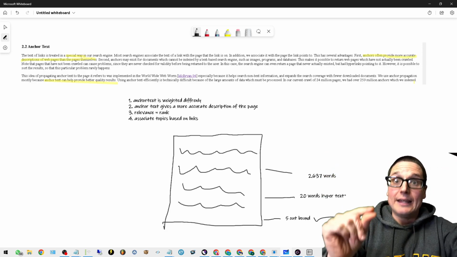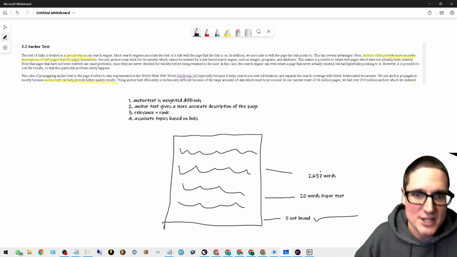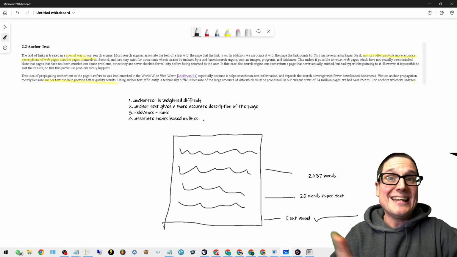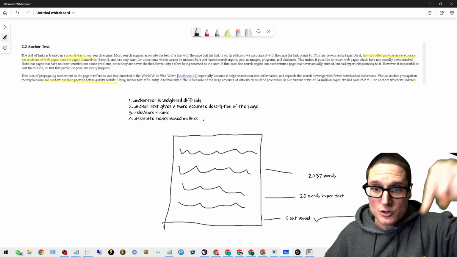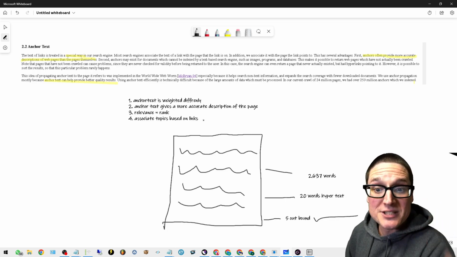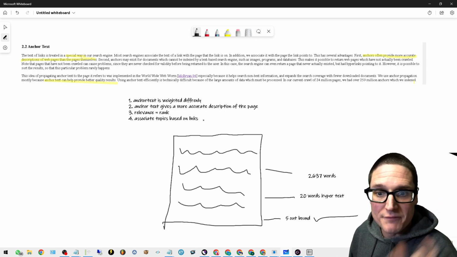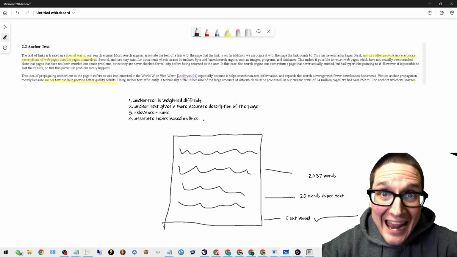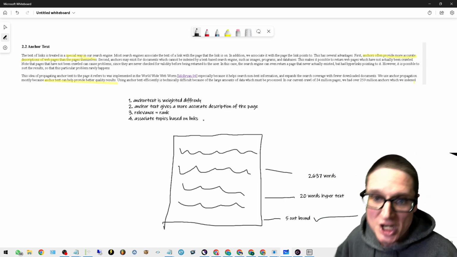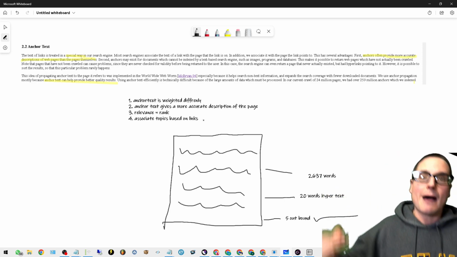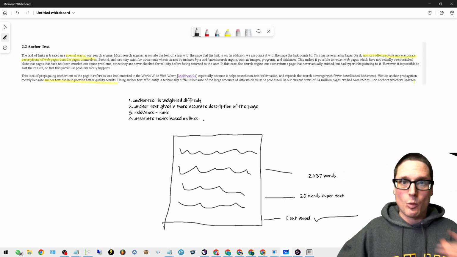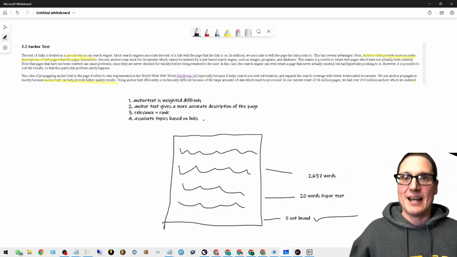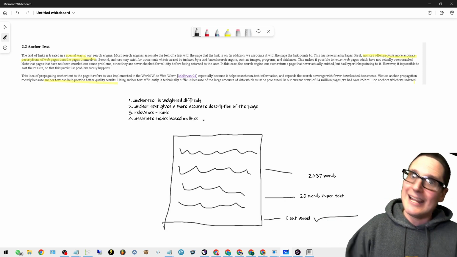I can link to my page. I can build a link that points to myself because I know that A, the anchor text is weighted differently. I can give more relevance to a specific page. B, anchor text gives a more accurate description of the page. Relevance equals rank. I can apply more relevance to a hyper-specific page. And 4, it associates topics based on links. That's why I'm allowed to do it, and that's why it's not a penalty, and that's why when I do it, I get a higher ranking.